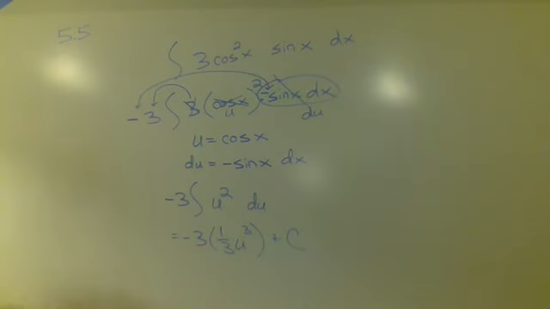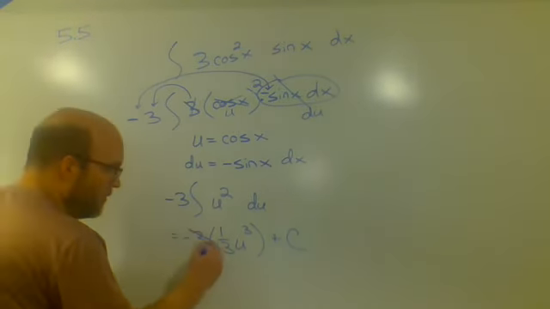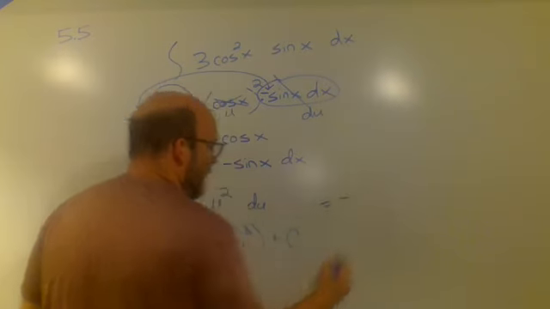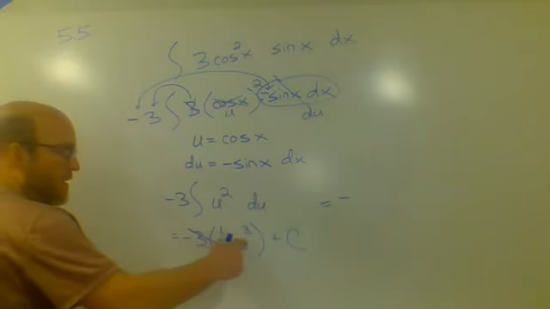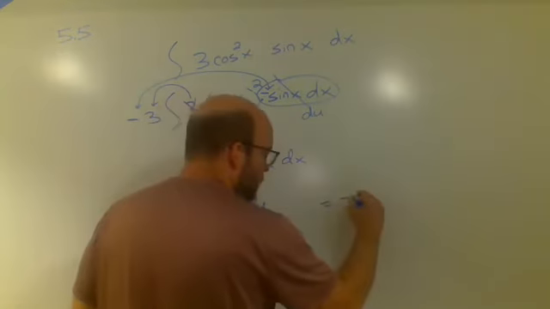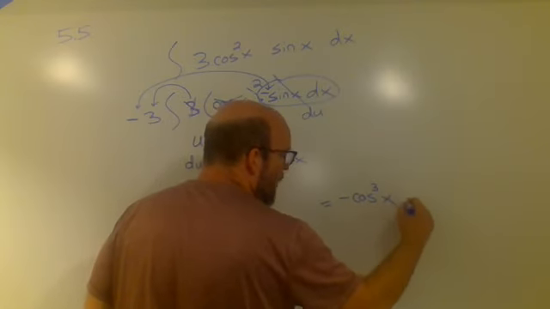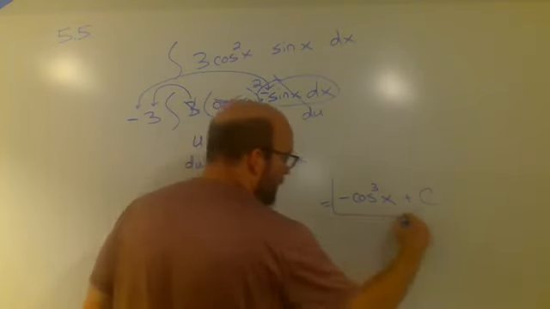And then the rest of this, of course, works out pretty nicely. The 3's do end up canceling out. We still have that negative sign, and then u was cosine x. So cosine x cubed, we still, again, have the plus c.